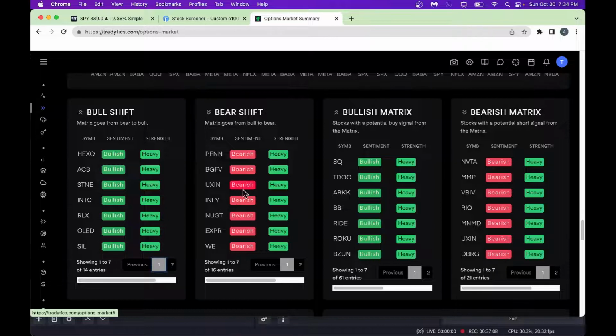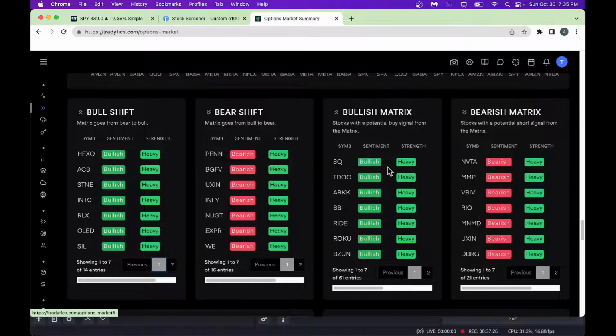Then you got bear shift here, if you want to buy some put options or short the stock if you're into shorting. Normally, I like to buy put options versus shorting. You could look at these names here. And then you got bullish matrix here. You could look at potential buy signals here.